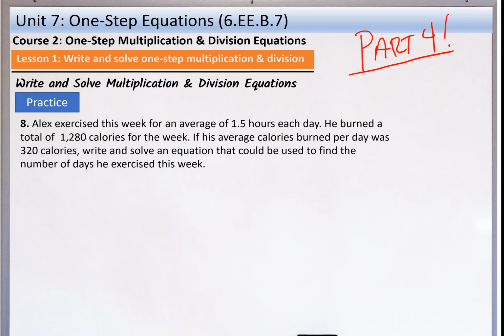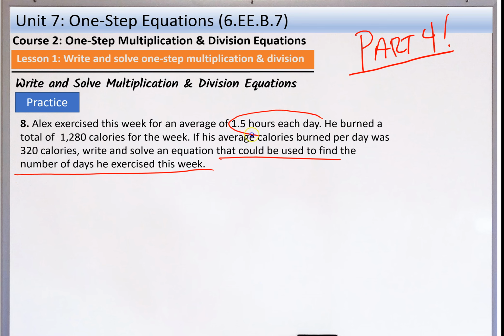All right, so let's read it again. Alex exercised this week for an average of 1.5 hours each day. He burned a total of 1,280 calories for the week. Now, that's for exercising. You can just burn calories just because you're living. So those are exercise calories. If his average calories burned per day was 320 calories, write and solve an equation that could be used to find the total number of days he exercised this week.